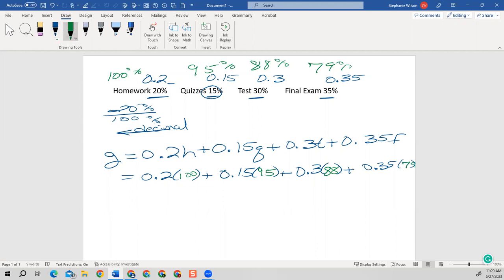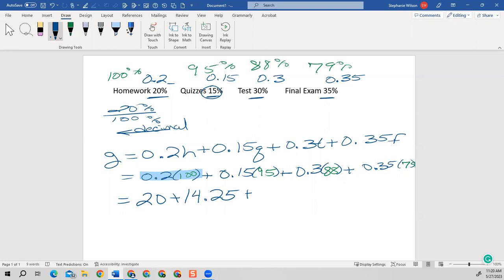So in your calculator, you could do it in steps. You can say, 0.2 times that 100, which would be 20%, right? If you're not sure, just double check. It's 20 plus, and then you have that 0.15 times that 95 gives us 14.25. Do not round until you're completely done, and then make sure to read the instructions on how to round.